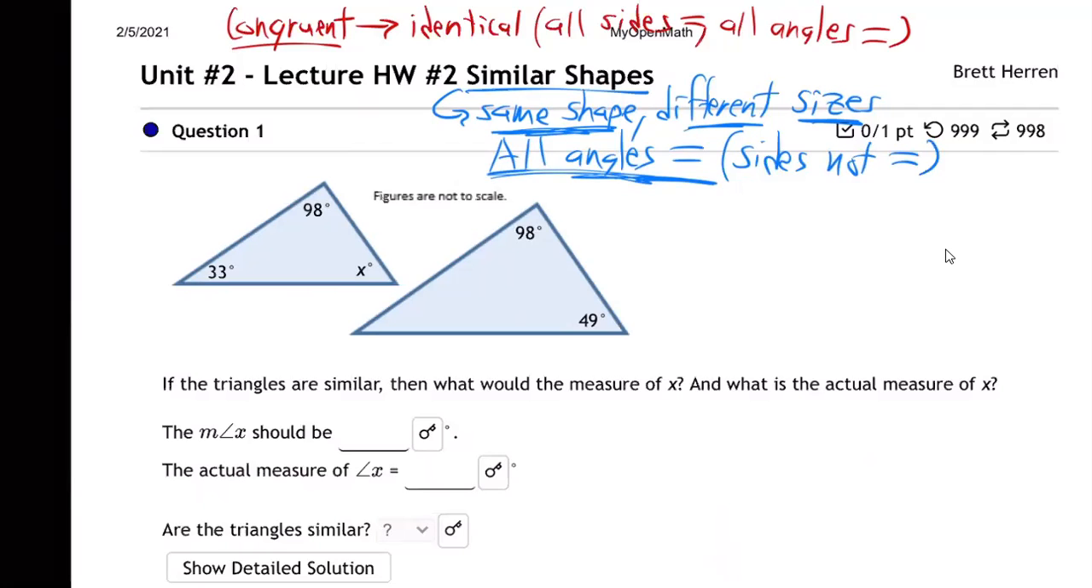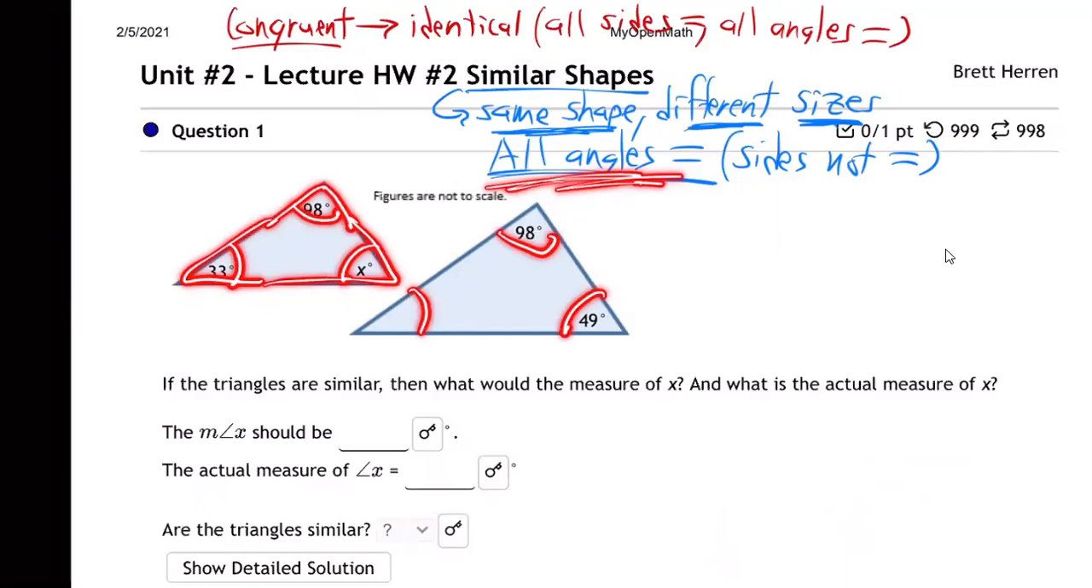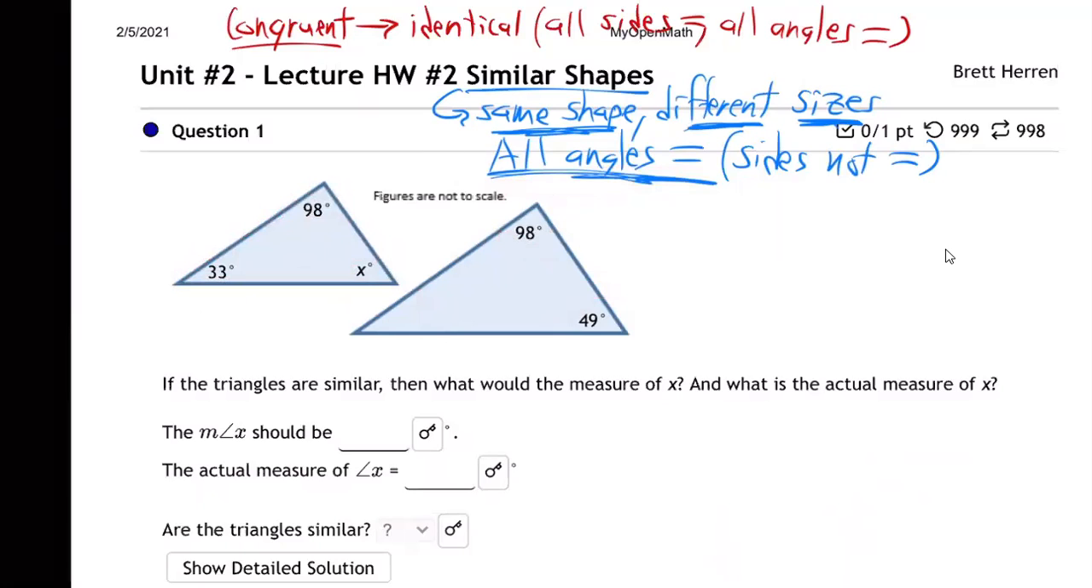But for now, let's just say similar shapes are the exact same shape. They're different sizes. That's why their sides are not equal, because they're different sizes, right? This one's sides are smaller than this one, but the angles are all equal. The opening right there and the opening right here and the opening right there is the same as those three openings. So for similar shapes, all their angles are equal.